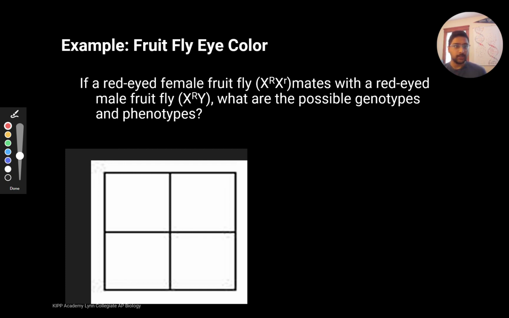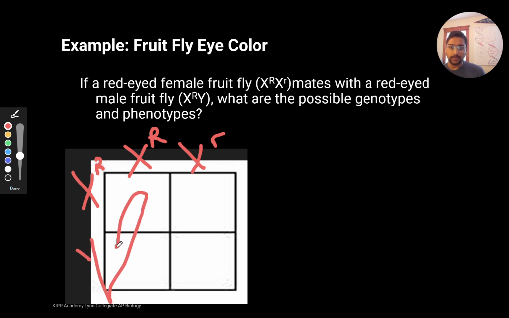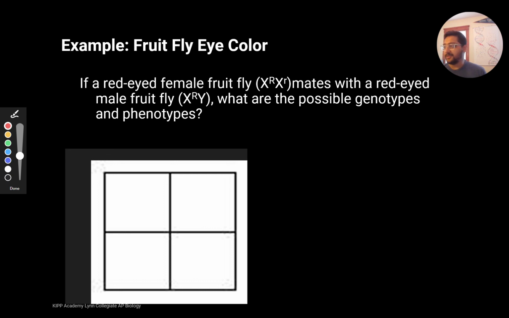So we're going to try to do a quick Punnett square here, where you have the red-eyed female fruit fly. So we can do X capital R and X lowercase r with a red-eyed male fruit fly with X capital R and Y. We're going to do a Punnett square there. See how that works for you. Pause it right here.